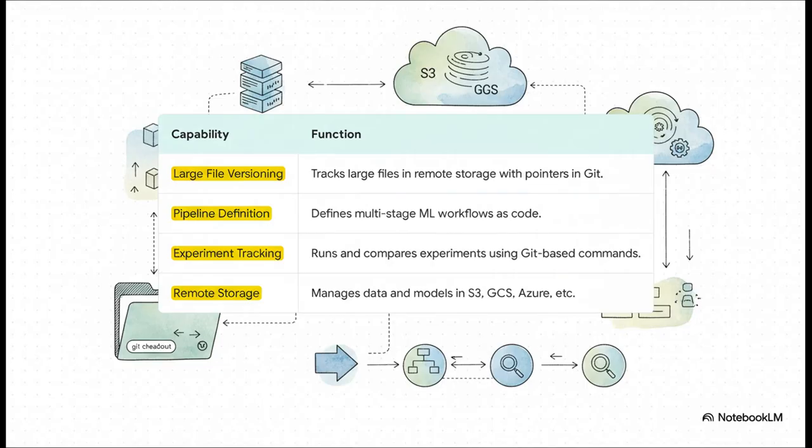The way it does this is so clever. Your actual big files, the datasets, the models, they don't live in your Git repository. They're stored in remote storage, like an S3 bucket. What DVC does is put these tiny little pointer files into Git. So you can use normal Git commands to switch between versions, and DVC works in the background to automatically grab the correct large files for you. It's just a brilliant way to handle machine learning at scale.